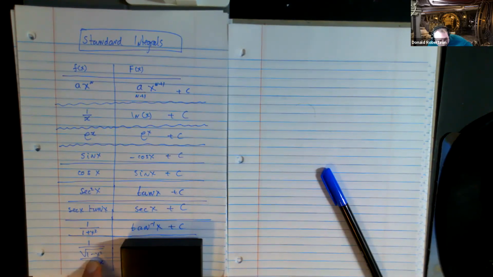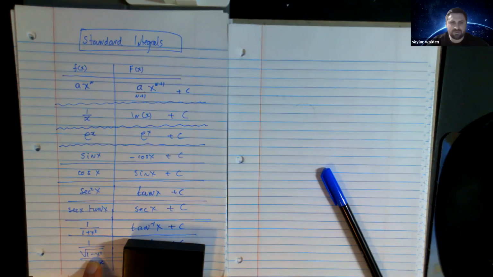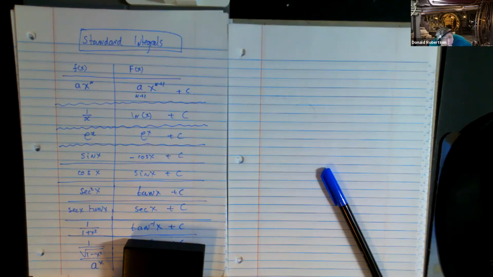How about 1 over the square root of 1 minus x squared? That's also an inverse trig. Any guesstimates on what that might be? Cosine? Inverse sine. Inverse sine. If you stick a negative 1 on the top, it's inverse cosine.